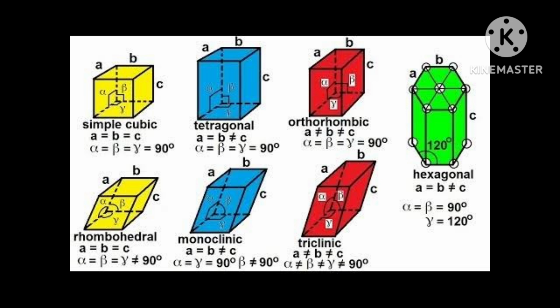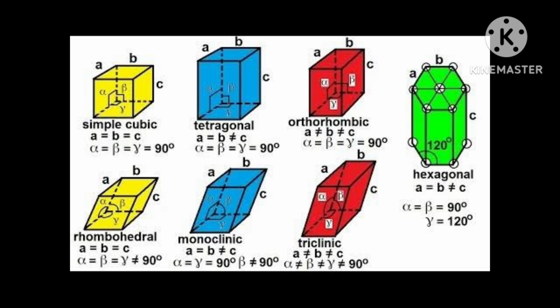Then second is end-centered. Here you have seen in tetragonal, two possibilities were there. One is primitive, second was body-centered. But here, in place of body-centered, it is end-centered. And what about its sides, edges? All edges are different. All sides are different. A is not equal to B, B is not equal to C.